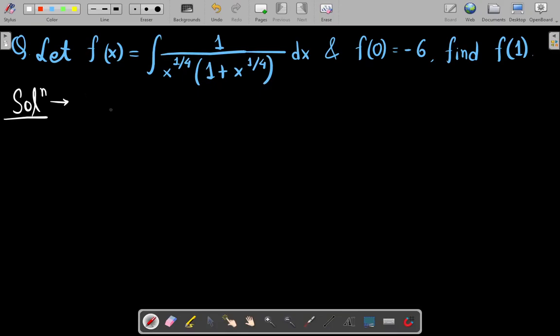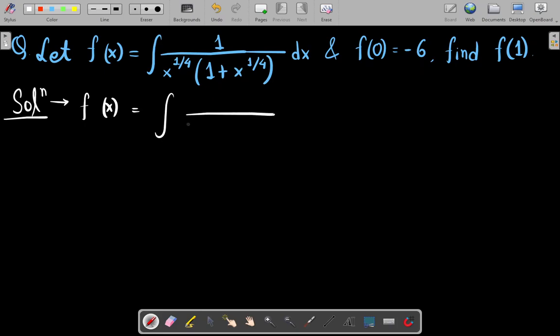Hello everyone. In this question, we are asked that if f(x) is the integral of 1 upon the product of x raised to the power 1/4 times (1 plus x raised to the power 1/4) dx, such that f(0) is equal to -6, then we are asked to find the value of f(1).